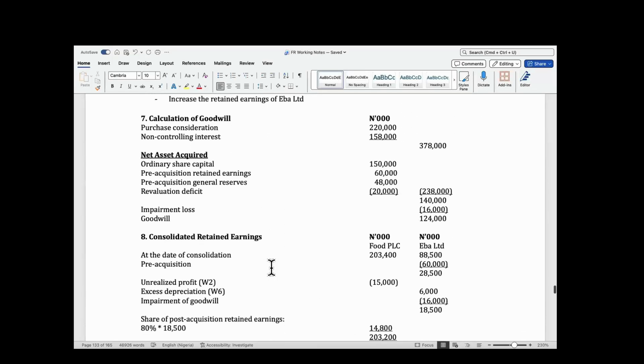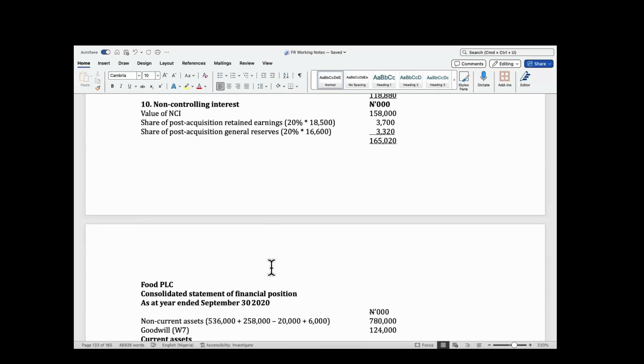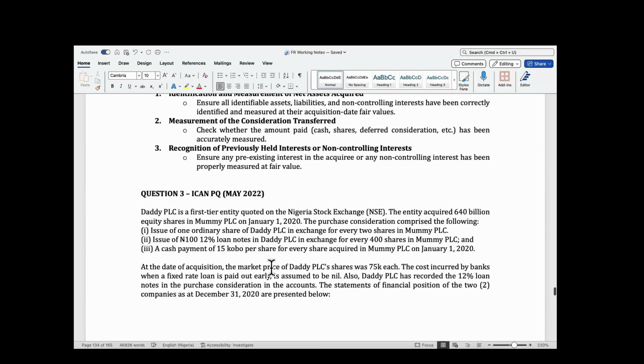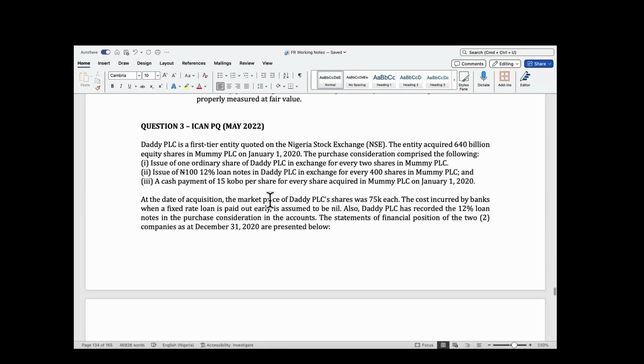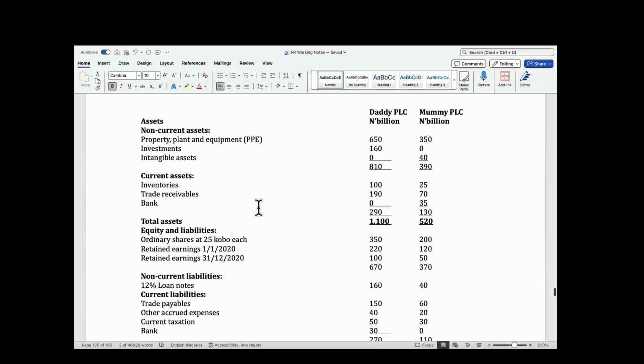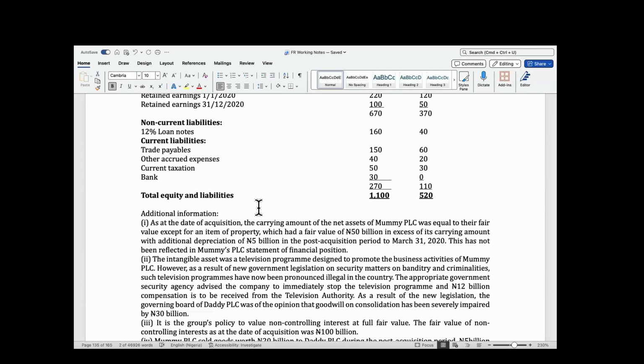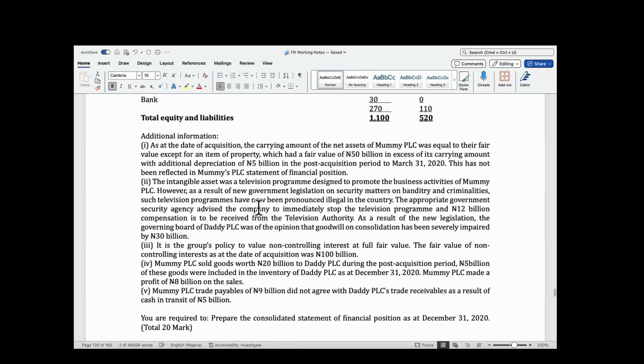So at least try the ones I have in the handout. I have the solutions here for you to be able to compare with. And there's this other one of May 2022, right? If you can try those 3, you are just good to go. And you'll be able to attack any question as it were.